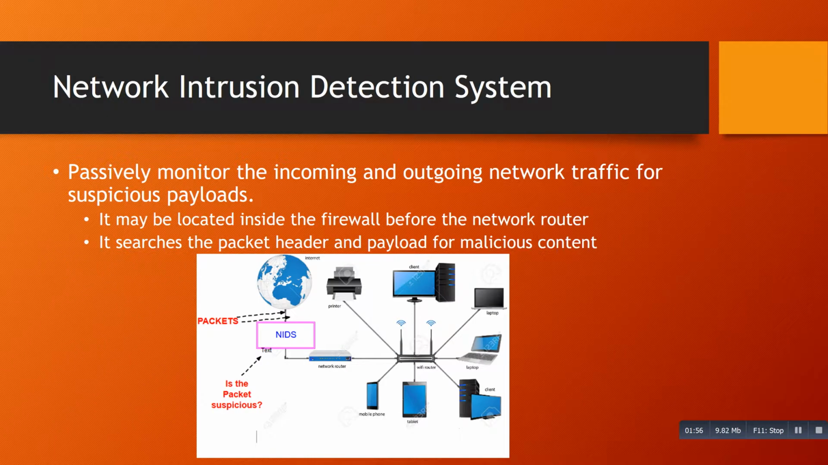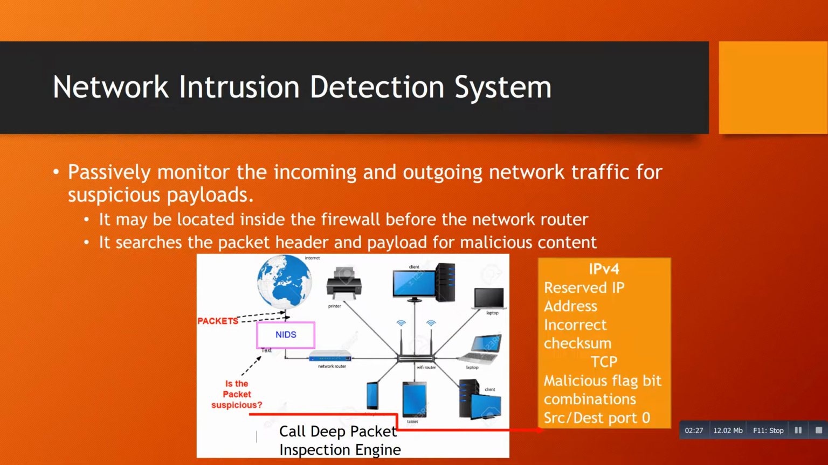Okay, giving a background of an IDS. It passively monitors the incoming and outgoing network traffic for suspicious payloads. It may be located inside the firewall before the network router. It searches the packet header and payload for malicious content. As we see, the NIDS is located behind the network router. If it feels a packet is suspicious, it calls the deep packet inspection engine.